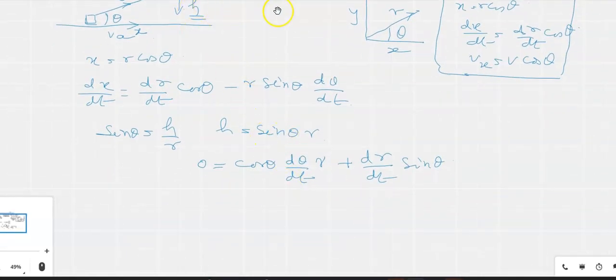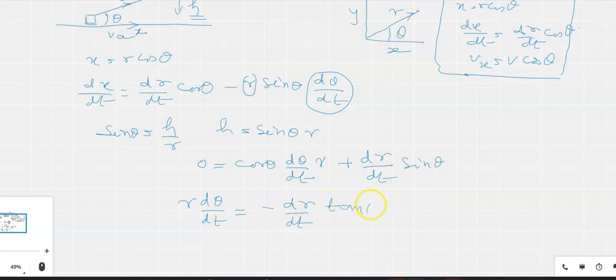This gives us r d theta by dt. Look at this expression, r d theta by dt. So r d theta by dt is equal to, what do we get? This becomes minus dr by dt tan theta. So this is a very important result. Now use this in this expression. We plug in for r d theta by dt this value.